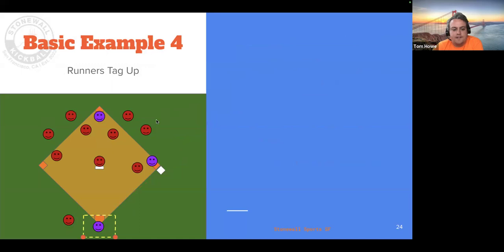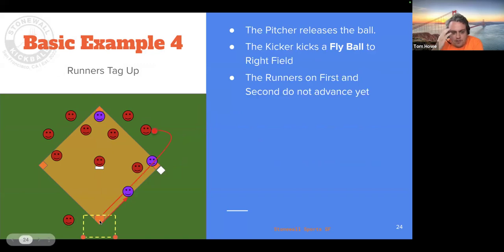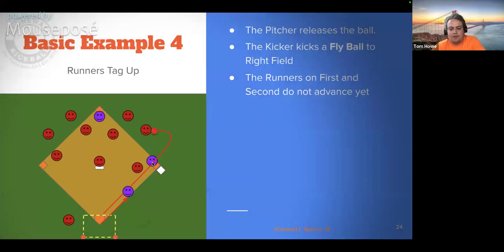So let's take a look at what that looks like in the context of our lovely little situation here. So remember, we have a runner on first base, we have a runner on second base, and now we have a kicker here. Just like always, the pitcher is going to release the ball towards home plate. The kicker is going to kick the ball and they pop it up. So it's a fly ball. The ball goes up off the foot, it's in the air, and it has not hit the ground. Notice that while that ball is in the air, the runners on first and second base haven't left their bases.